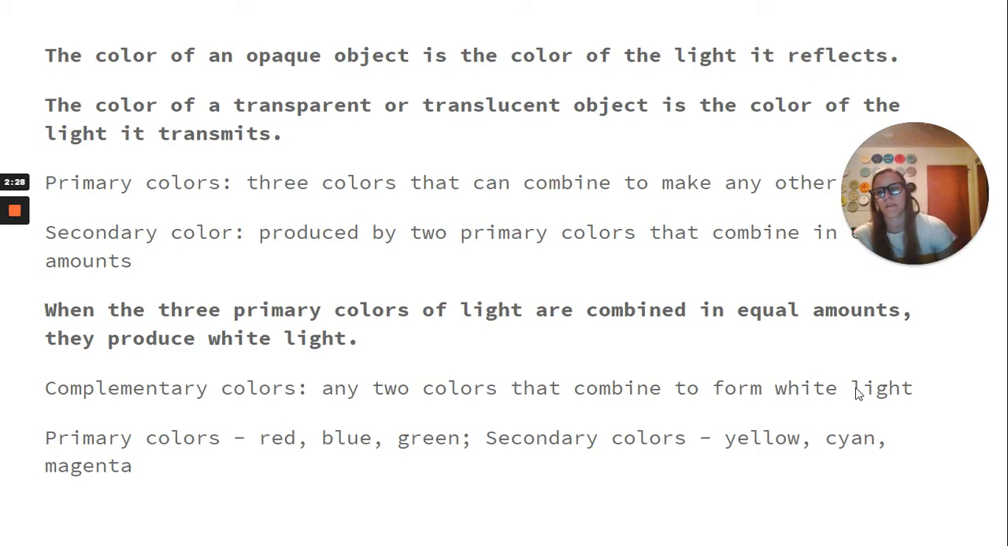So let's move on. When the 3 primary colors of light are combined in equal amounts, they produce white light. And then we have the complementary colors, any 2 colors that combine to form white light. So the primary colors are red, blue, and green. So that would be a switch. Normally it's yellow. Thus in light, it's green. And then the secondary colors are yellow, cyan, which is a bluish color, and then magenta, which is kind of like purpley red. Okay.